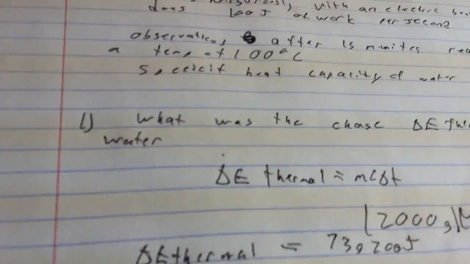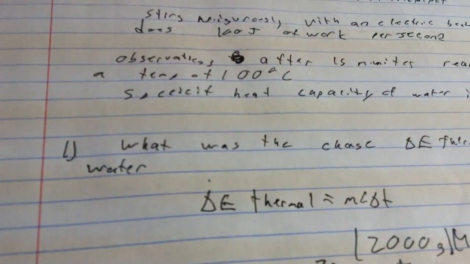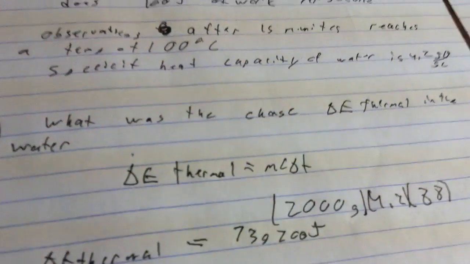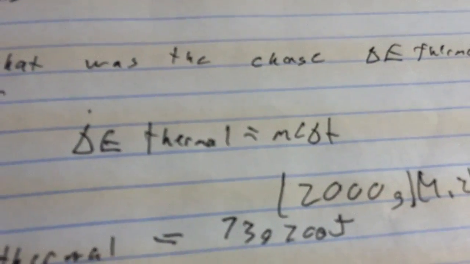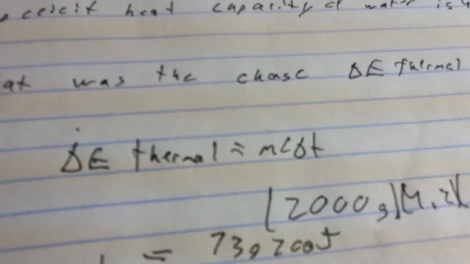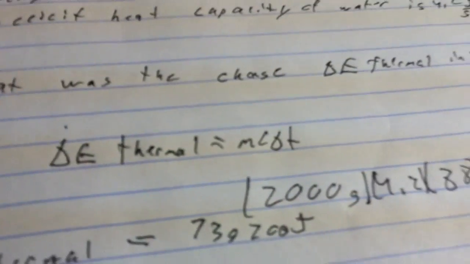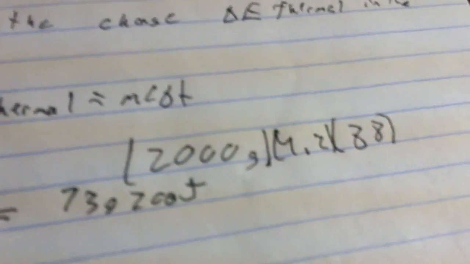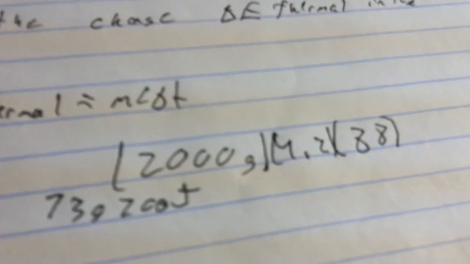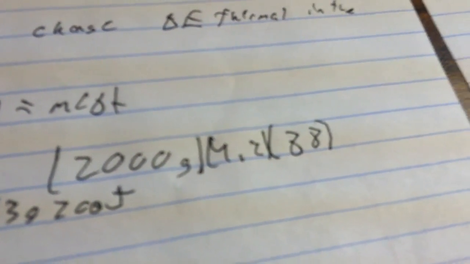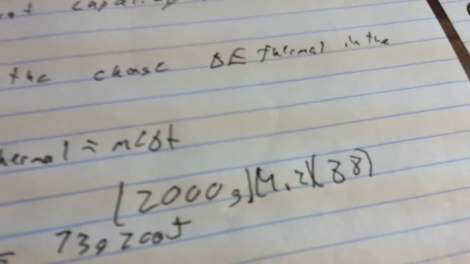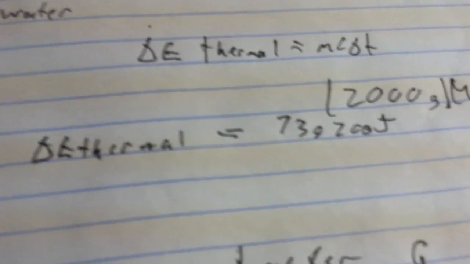The first question is, what was the change in delta E thermal in the water? You can use the formula delta E thermal equals m c delta T. Because we already have the numbers, all we do is plug in our mass, which we have to convert from kilograms to grams. So that's 2,000 grams times 4.2 times 88, which is the final temperature, 100 degrees minus 12 degrees. That gives us 739,200 joules for delta E thermal.